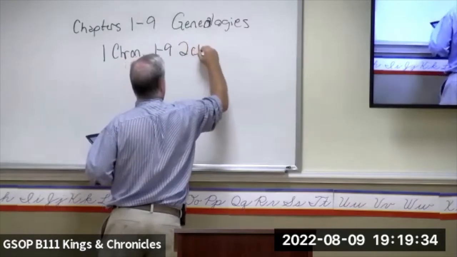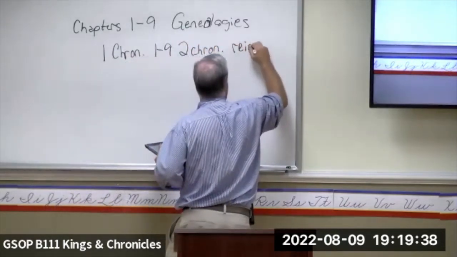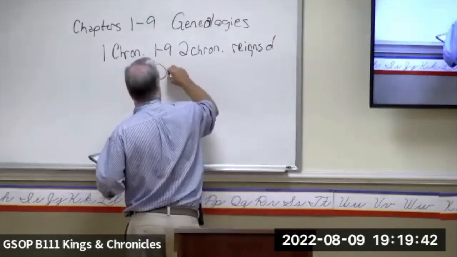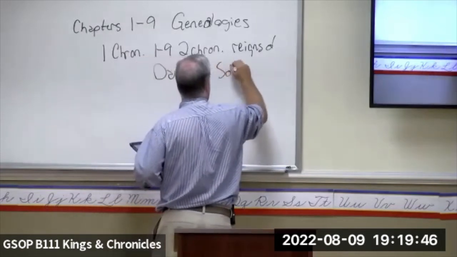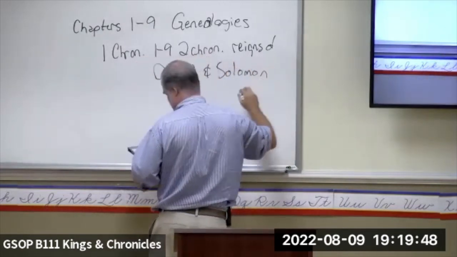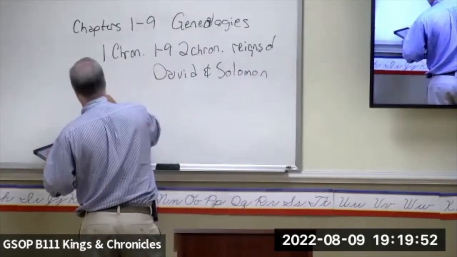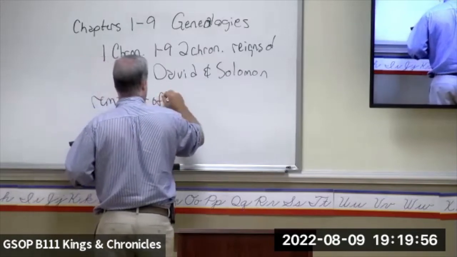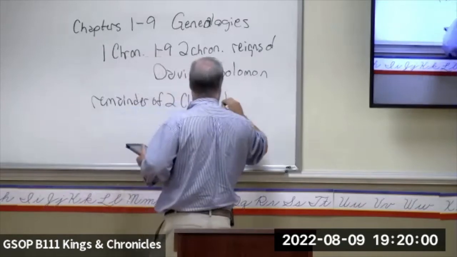All right, and then the rest of First Chronicles, and then chapters 1 through 9 of Second Chronicles. You have the reigns of David and Solomon. And then you have the remainder of Second Chronicles. You have the divided kingdom.